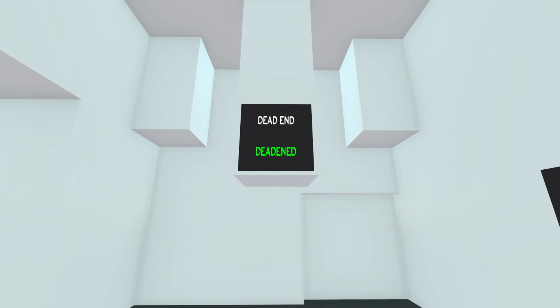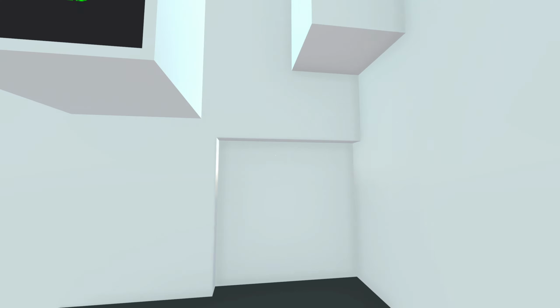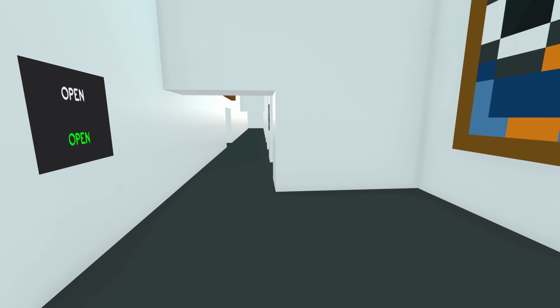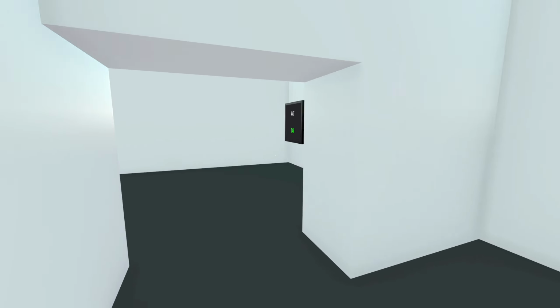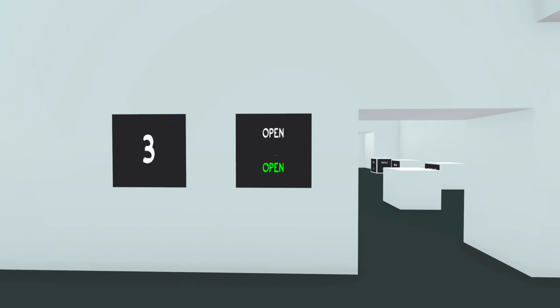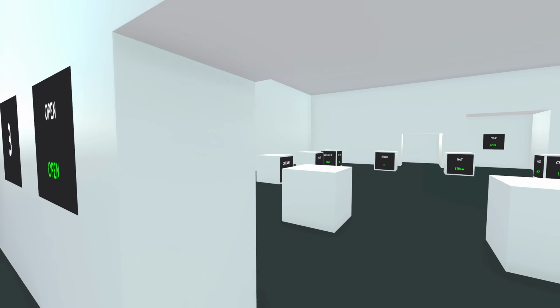Dead end sounds like deadened. Lies and lies is the same. Right. The purple and the blue, I don't know about yet. Back here, we get to where we started. Is just four, sure. So this is black in the center line. Rat, tar is backwards. This is not a box, it's just a panel.